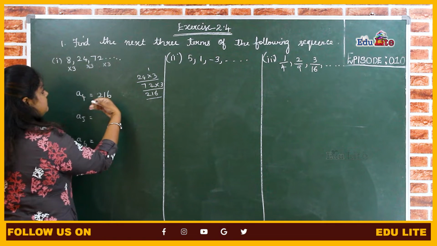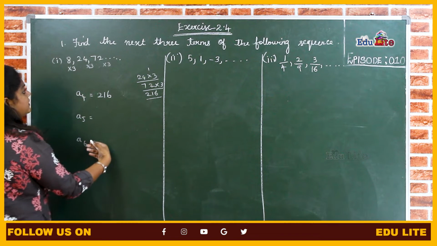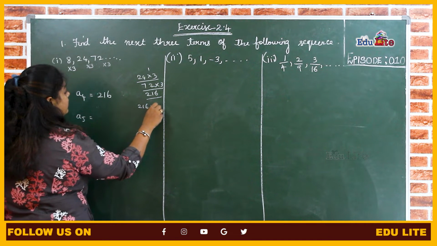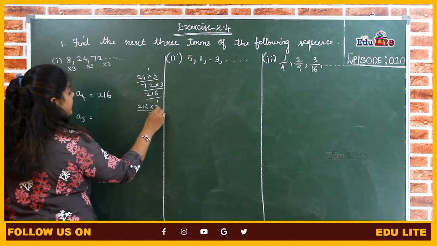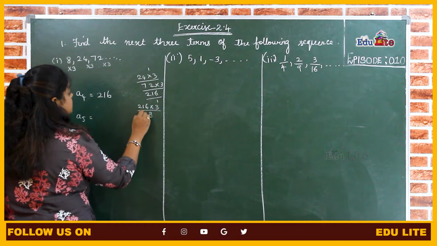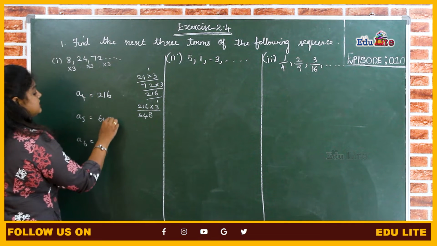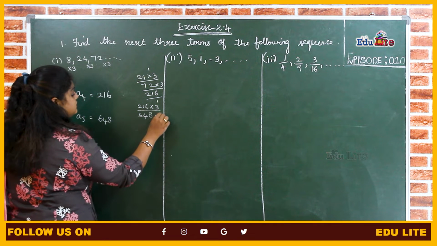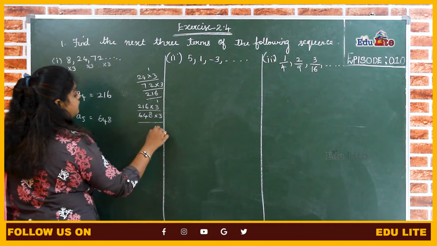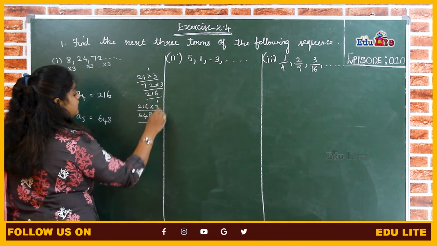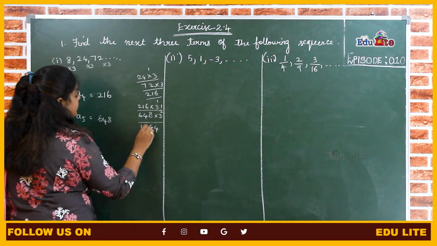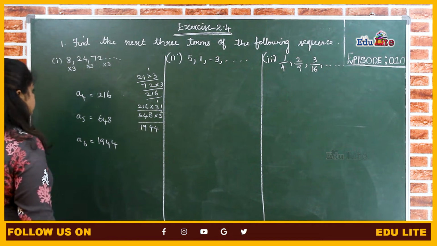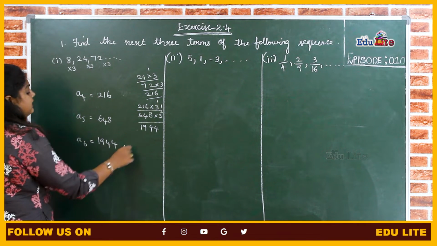So we have to follow the similar steps for the subsequent terms. We have to multiply 216 into 3. What will we get? 648. So the fifth term is 648. Next what we have to do? Again we have to multiply 648 by 3. So what will we get then? 1944. So the next three terms in the sequence are 216, 648 and 1944.